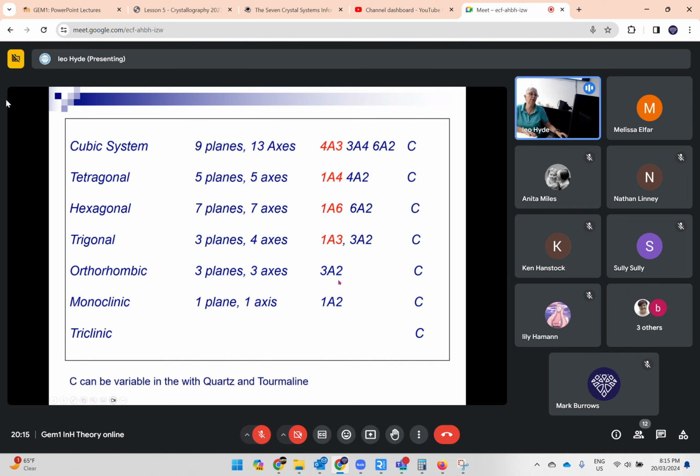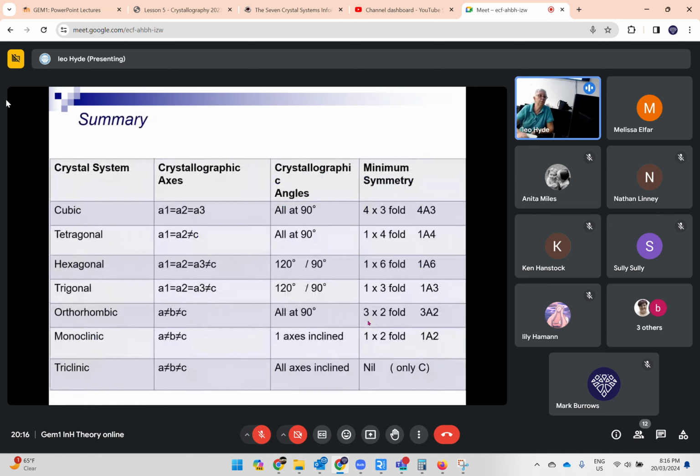Okay. So you need to know the 3A2 and the 1A2 as well. But from the previous one, that's it, okay?